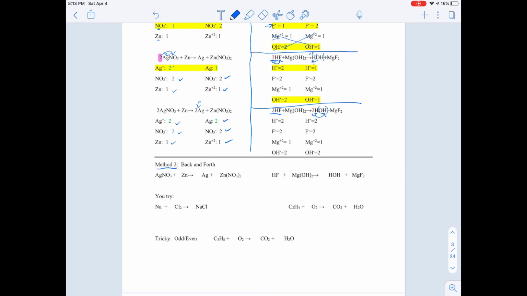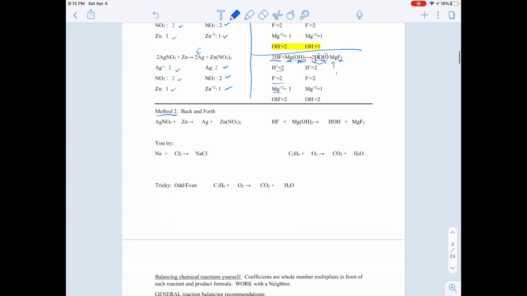So if I finish filling out the tab, I've got 2 H's, I've got 2 F's, I've got 1 MG, and I've got 2 O's, because that 2 represents the OH. It represents that whole thing, so 2 of those. And then I have 2 H+. I have, notice this 2 goes with the F. I have 1 MG, and I have an OH, and there's 2 of them. So that's the first method.